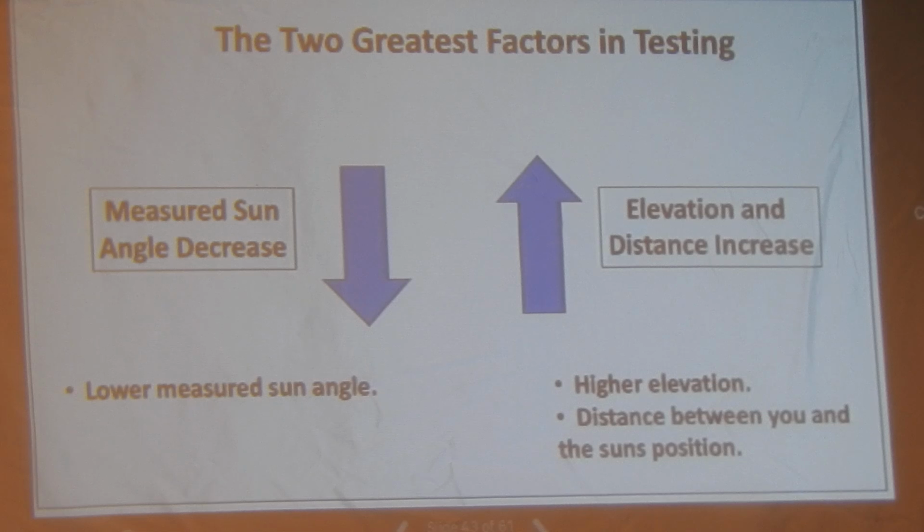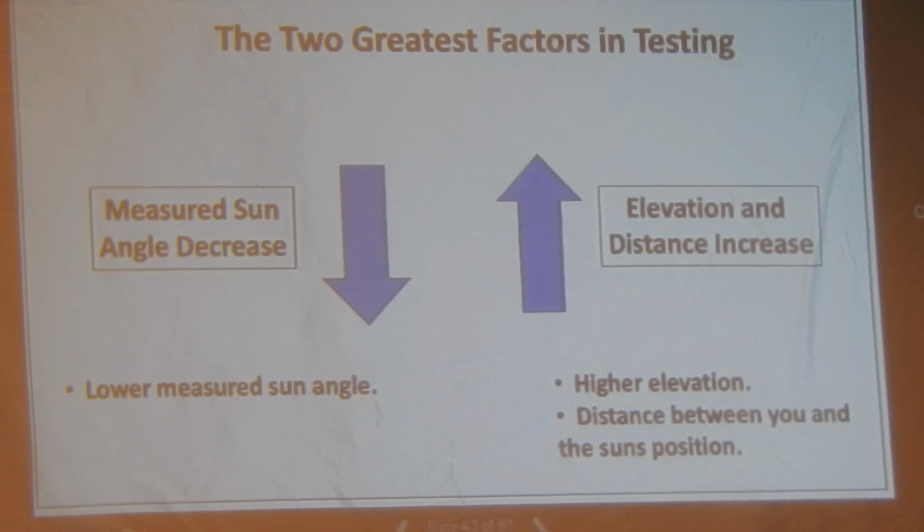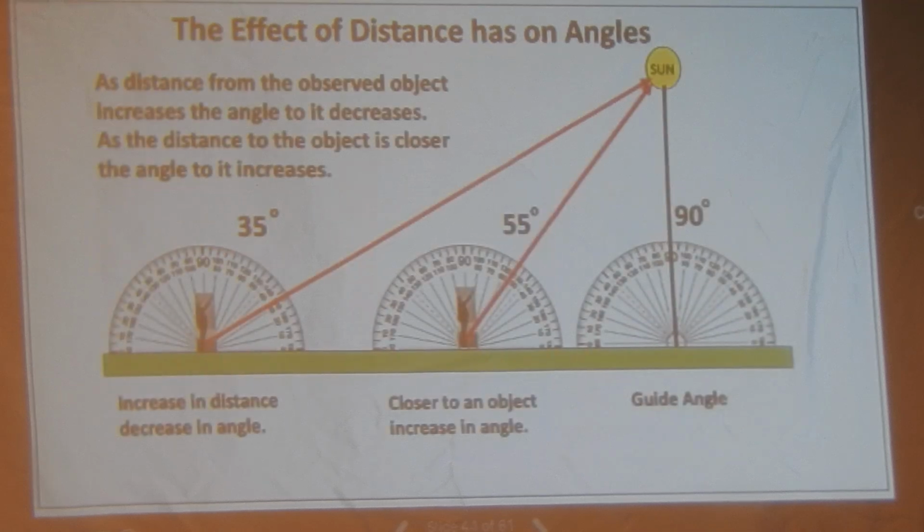It actually works against that model. The two greatest factors in testing that we need to understand: as elevation and distance increase, your measured sun angle will decrease. The closer you are to an object, the higher the measured angle you're going to get to that object. Same thing with elevation. As elevation is lower, you're going to get a higher measured angle reading. So it works just the opposite, and we'll show you examples of that.